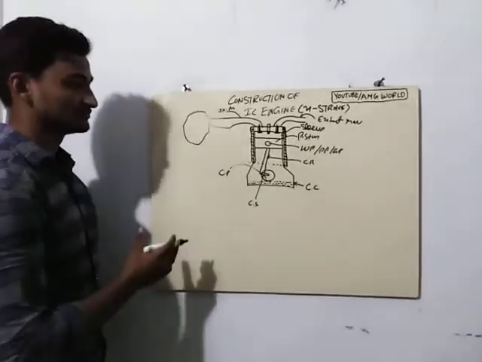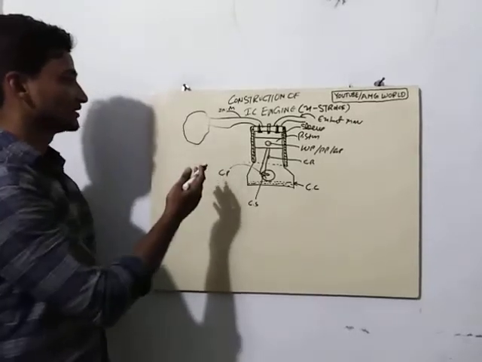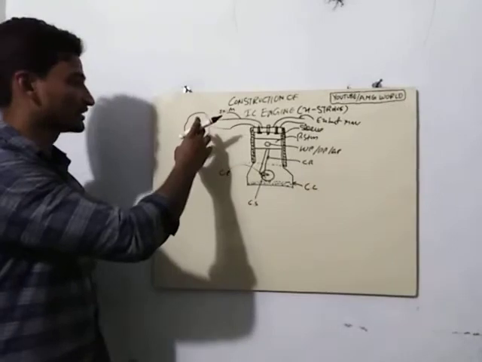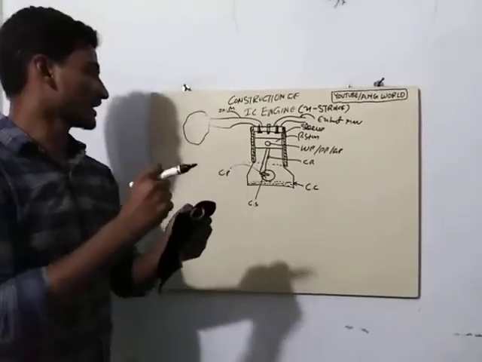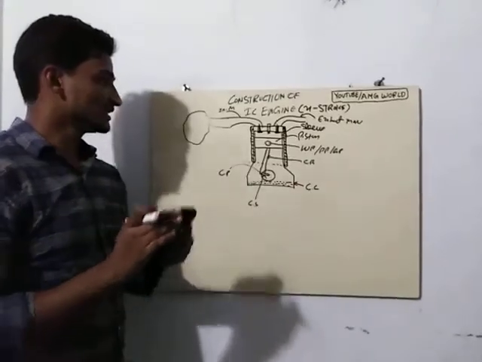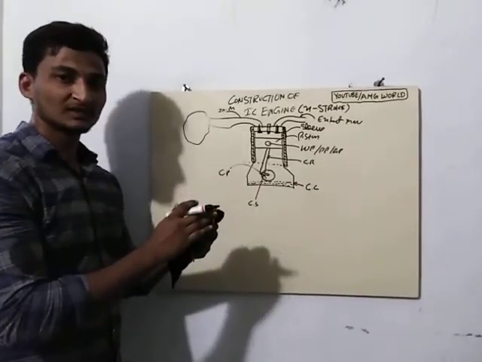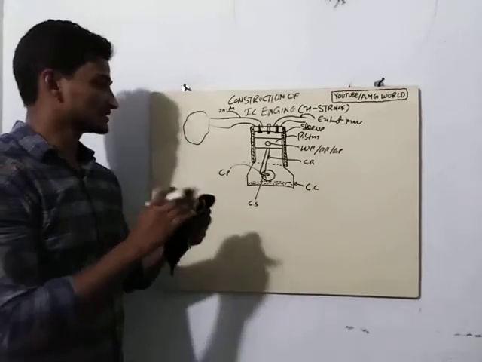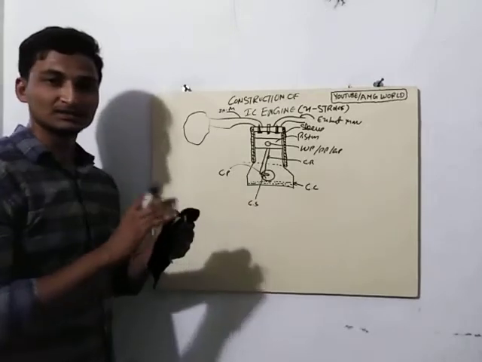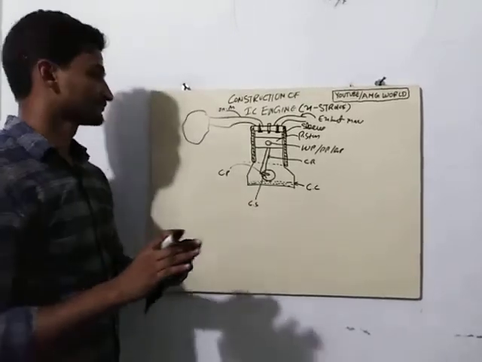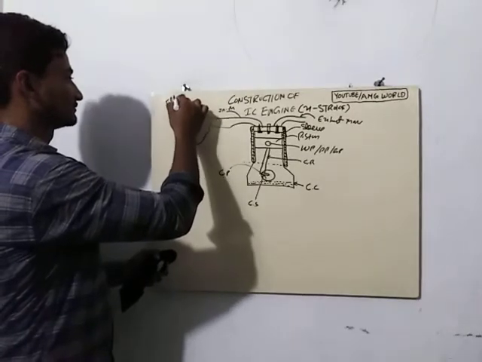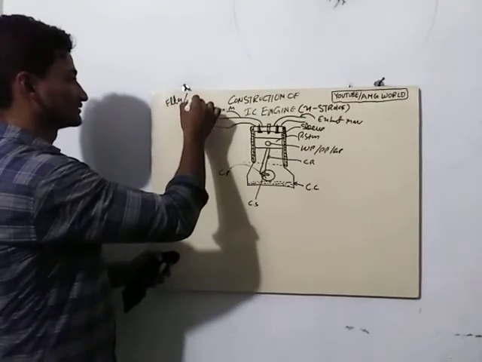If this is a CI engine, we'll have a filter over here which directly sucks air from the atmosphere during its suction stroke. Charges in SI engines are an air and fuel mixture. In CI engines, the charges are only air. So here we have a filter or a carburetor.